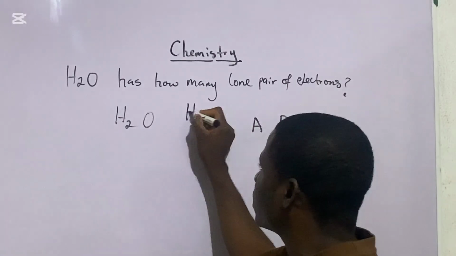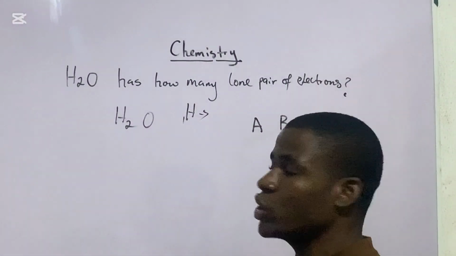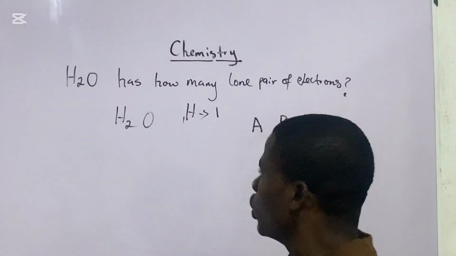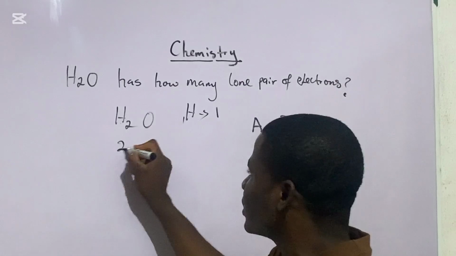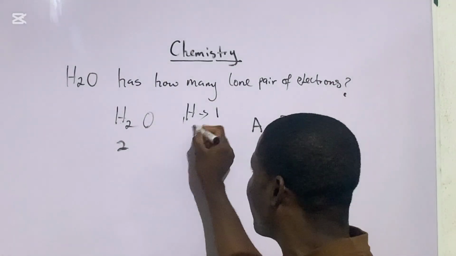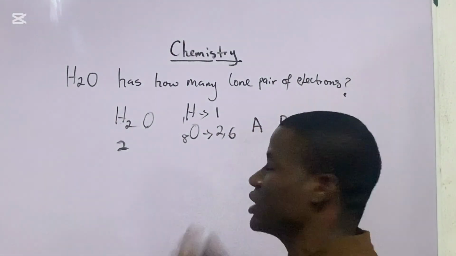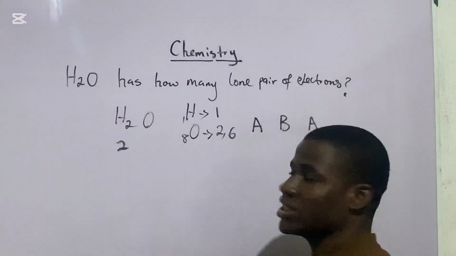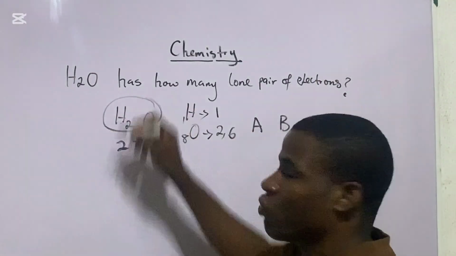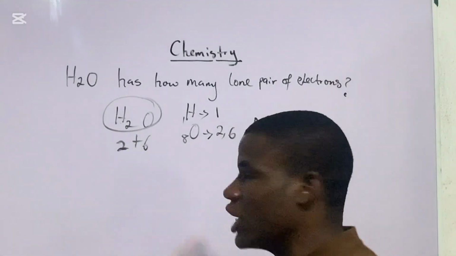Understand that hydrogen is the number one element. According to electronic configuration, its valence electron is just one. So for two hydrogen, the total valence electron I have is two. Then what is the valence electron for oxygen? Oxygen is the number 8 element. According to electronic configuration I have 2,6, so I have 6 valence electrons for oxygen. So the total valence electrons in a molecule of water is 8. That's 2 plus 6, 8 valence electrons.